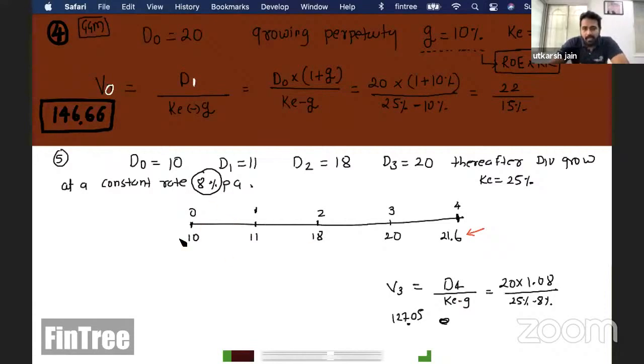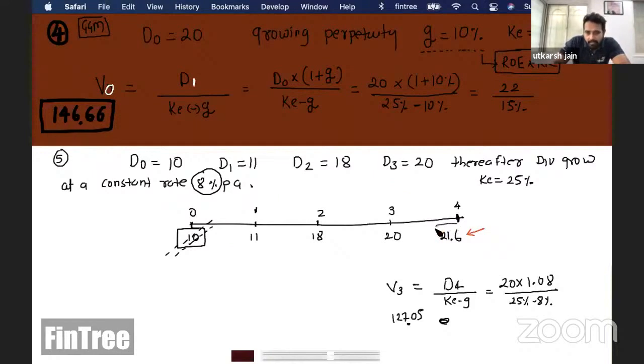Now, when I want to discount these numbers, which numbers am I going to discount? Do you think I should discount this 10? Do you think this 10 should be a part of my valuation? Yes or no? No. Why? Because it is not a future cash flow. So no, not this 10.